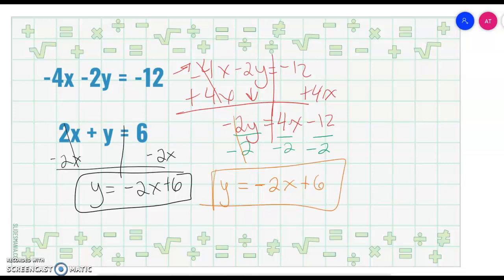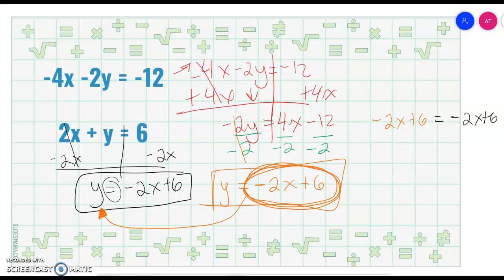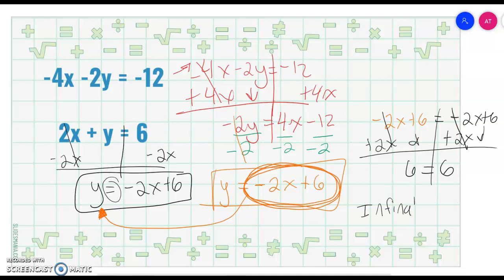Now I can set them equal to each other. So I'm going to take my equation, y equals negative 2x plus 6, and plug it in right here for the other equation's y. So now I have negative 2x plus 6 equals, which I'm right here, negative 2x plus 6. They're the same equation. Remember when we talked about the different types of solutions when both of the equations are the same on either side? What does that mean? It means it's going to be infinitely many solutions. Woohoo! That means that x can be any number and it'll still equal each other.